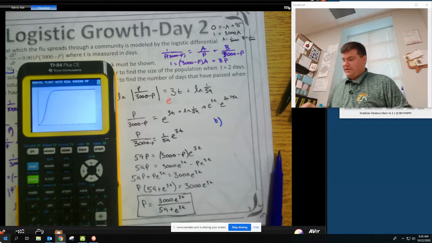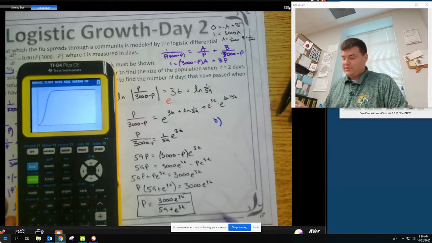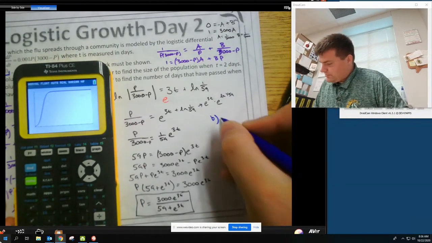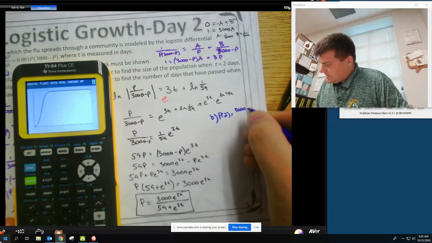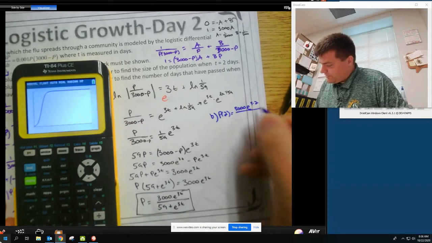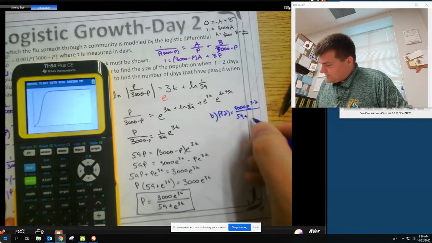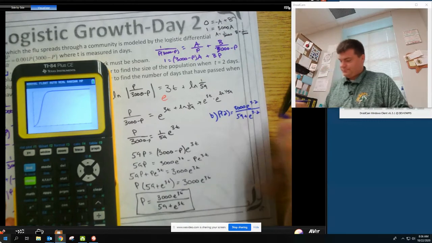And there we go. So you need to find t equals 2. So all you're going to do is plug in a 2. So P of 2 is equal to 3,000 e to the 3 times 2 all over 59 plus e to the 3 times 2.